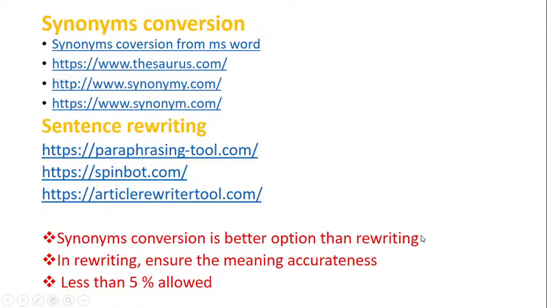This is my experience. And in rewriting, ensuring the meaning accuracy is important. If you are using rewriting, ensure your expected meaning matches the rewritten statement. So both things you match. If it matches, there is no problem. If not matched, it would be a problem. So for plagiarism, everything you look at less than 5%, you can do that.